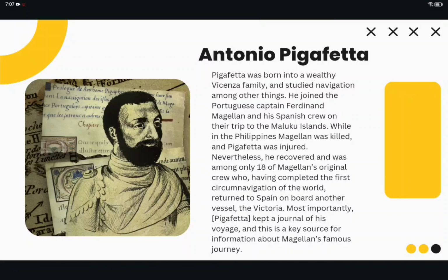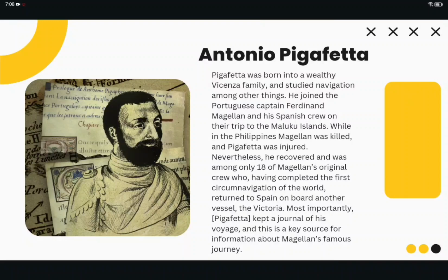Just read this one. Pigafetta was born into a wealthy Venetian family and studied navigation among other things. He joined the Portuguese Captain Ferdinand Magellan and his Spanish crew. Actually, this is a Spanish slash Portuguese crew on their trip to the Maluku Islands, with the aid of the Armada de Molucca. While in the Philippines, Magellan was killed and Pigafetta was injured. Nevertheless, he recovered and was among the only eight.